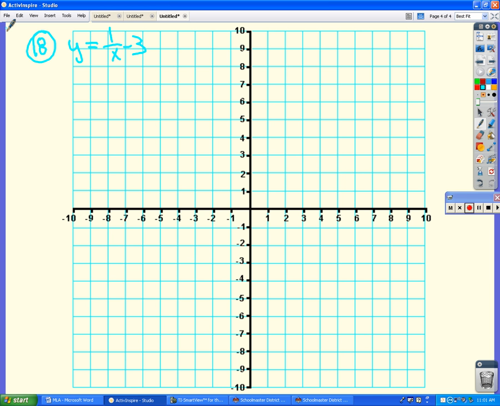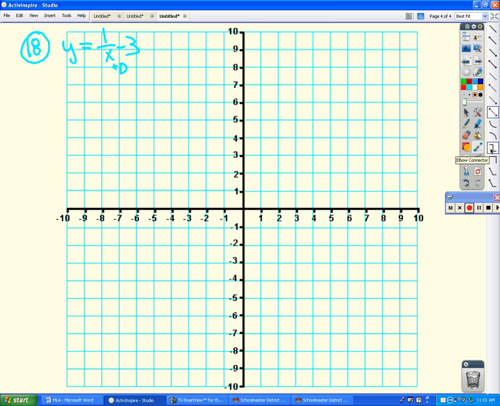Now things have changed just a little bit. It's still 1 over x. So the vertical asymptote, because think of this as being x plus 0, is still at x equals 0. But now the minus 3 is going to shift the whole graph down 3. So the horizontal asymptote will be at y equals -3. Okay?